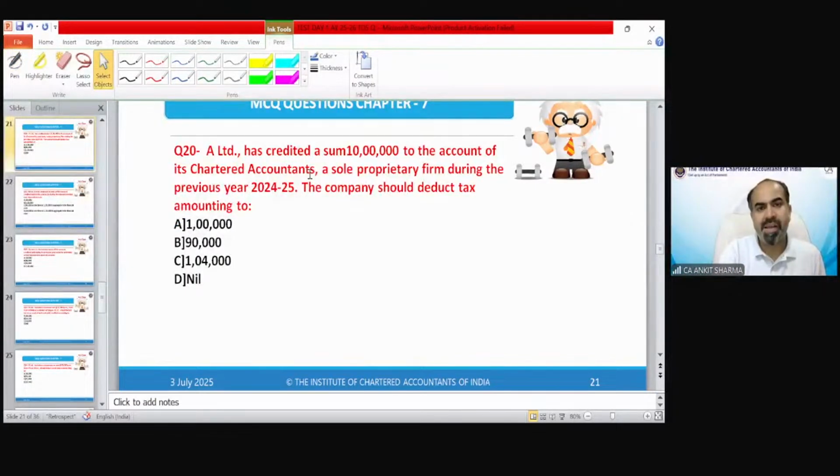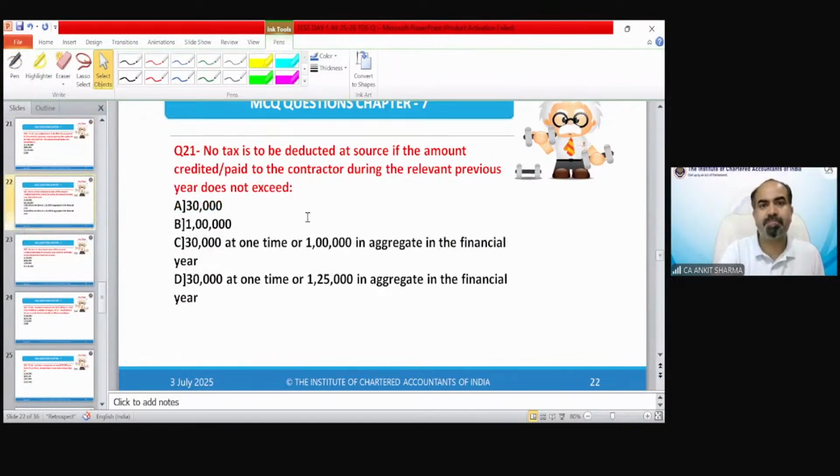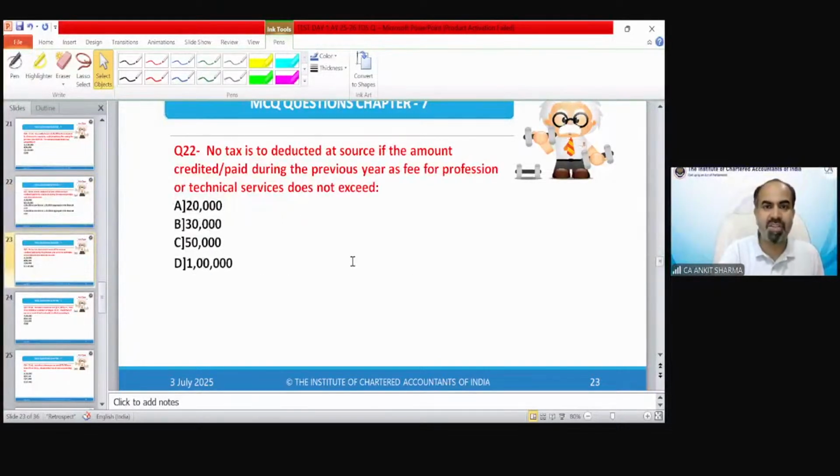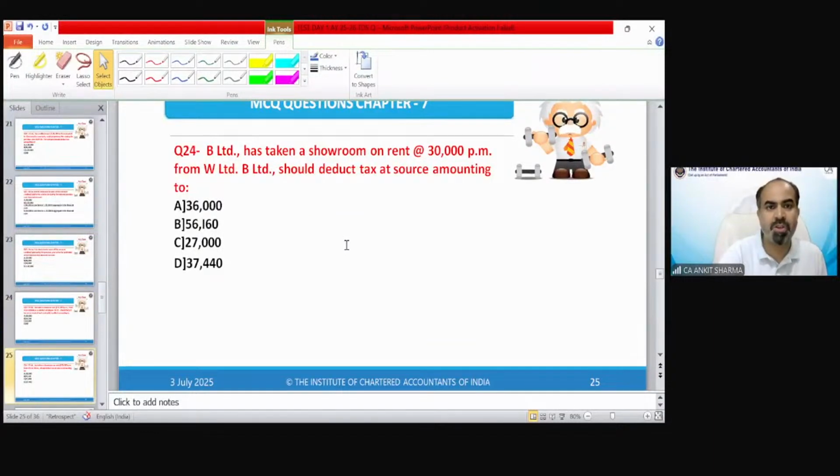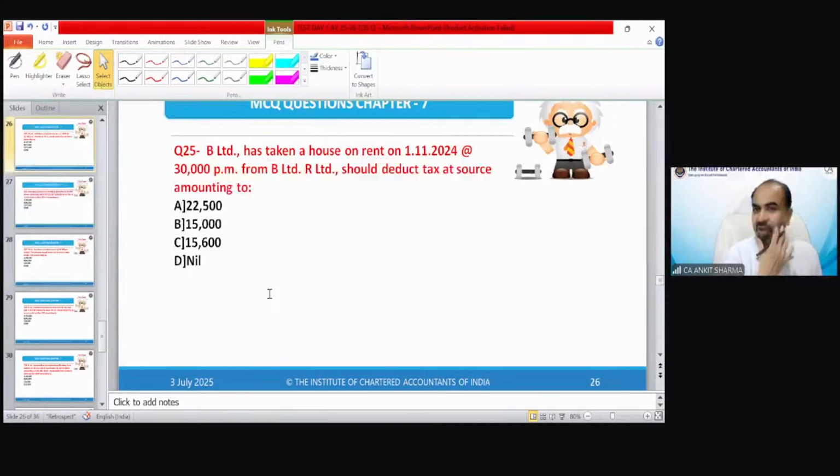Question number 20, again the same kind of question. Contractor, 194C, same question. Fees for professional service, same question. Again, question numbers 23, 24: showroom on rent, again the same question, section 194I. You can easily solve these questions, so I'm not discussing them.